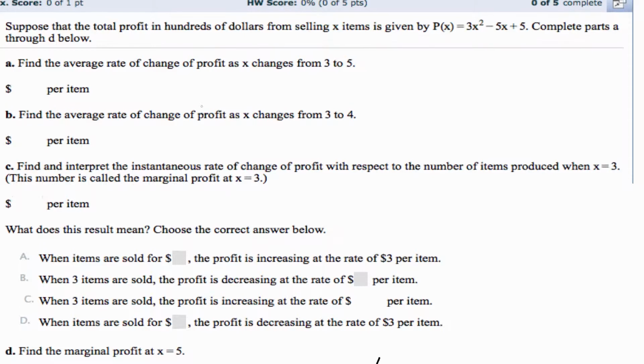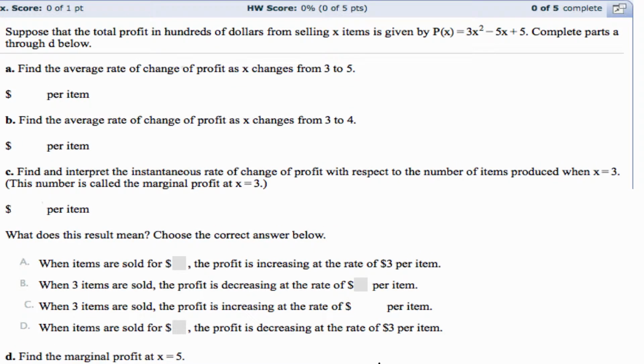Okay, so first we're going to find the average rate of change of the profit as X changes from 3 to 5. Then we're going to find the average rate of change of the profit as X changes from 3 to 4. Then we're going to find and interpret the instantaneous rate of change of the profit with respect to the number of items produced when X equals 3. And this number, we need to know, is called the marginal profit at X equals 3.